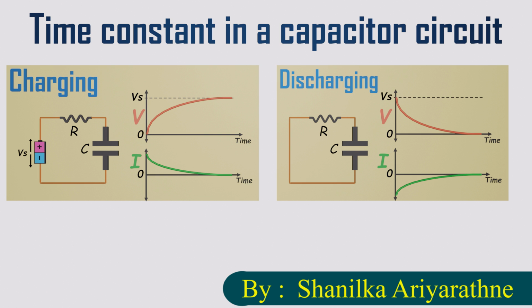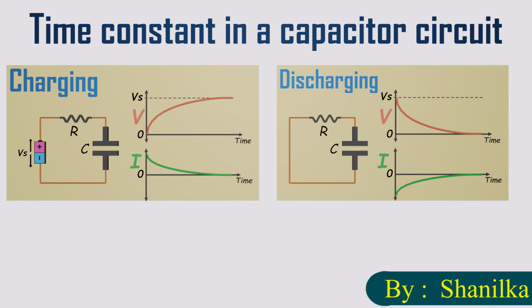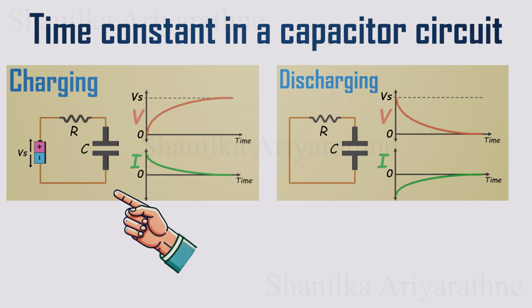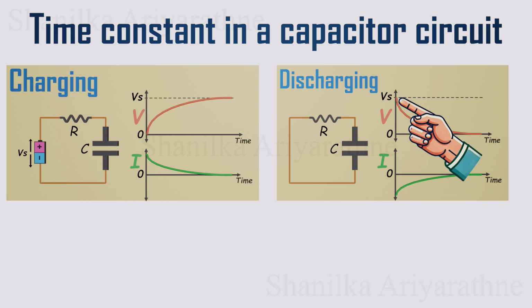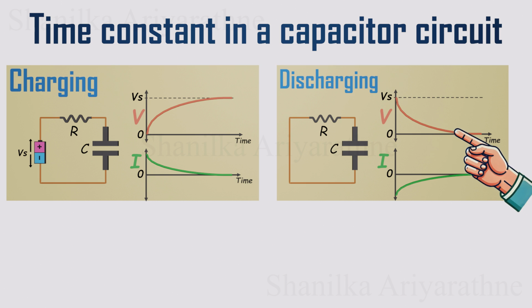The time constant in a capacitor circuit. When a capacitor charges, its voltage climbs from 0 volts up to the supply voltage. When it discharges, it starts at the supply voltage and gradually falls back down to 0. Now, here's where things get really interesting.